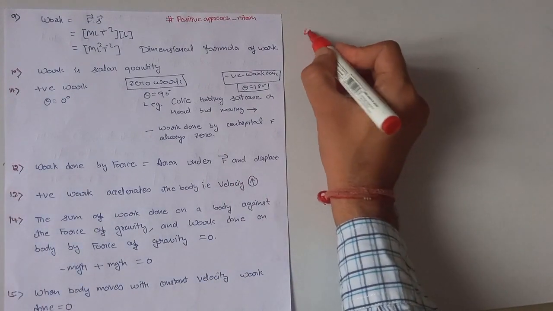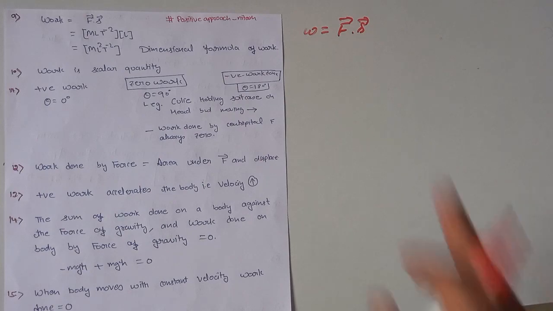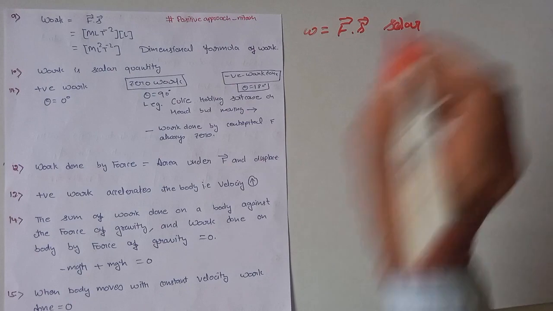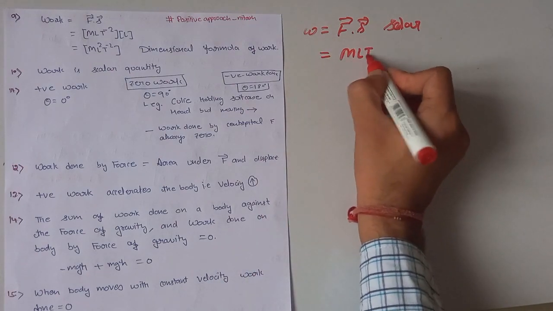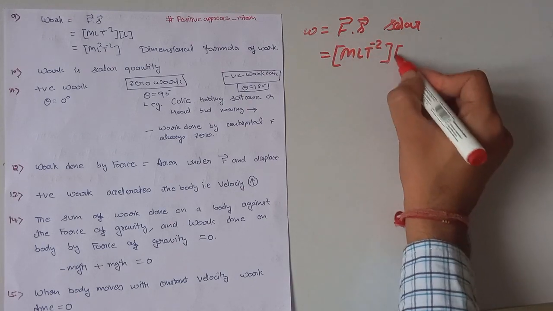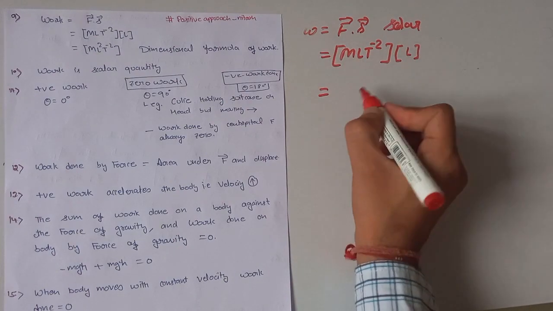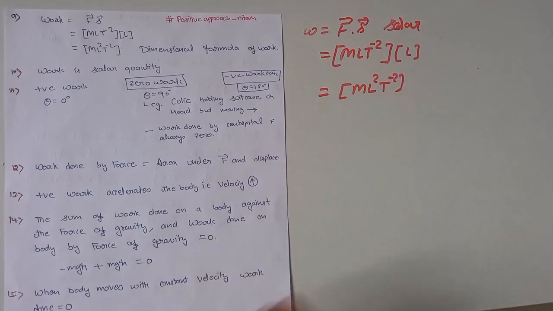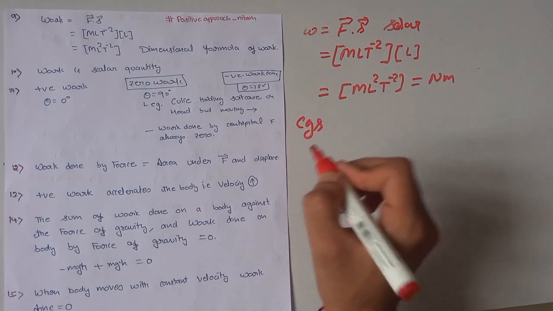Now work. We know what work is. Work is the dot product of force and displacement, and it is a scalar quantity. The dimensional formula of force is M L T to the power minus 2, and the dimensional formula of displacement is L. Then the dimensional formula of work done is given by M L square T to the power minus 2, which is equal to Newton meter.